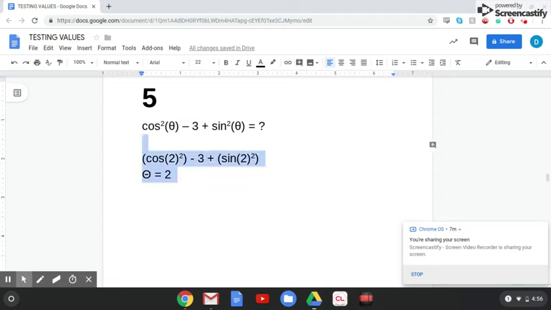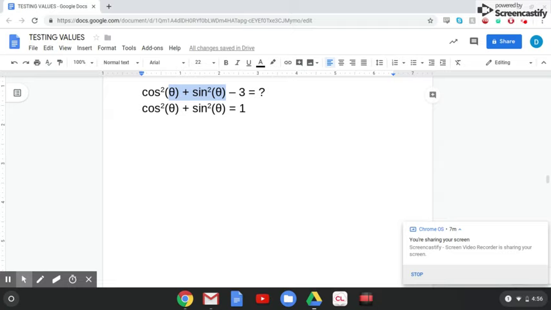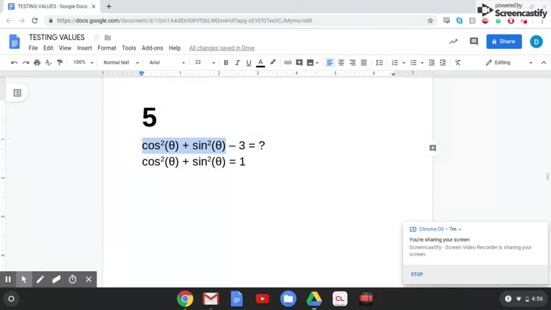And now the reason for that is that cosine squared theta plus sine squared theta is always equal to 1. So if we kind of rewrite that, this right here is always, no matter what theta is, equal to 1. So basically we have 1 minus 3.